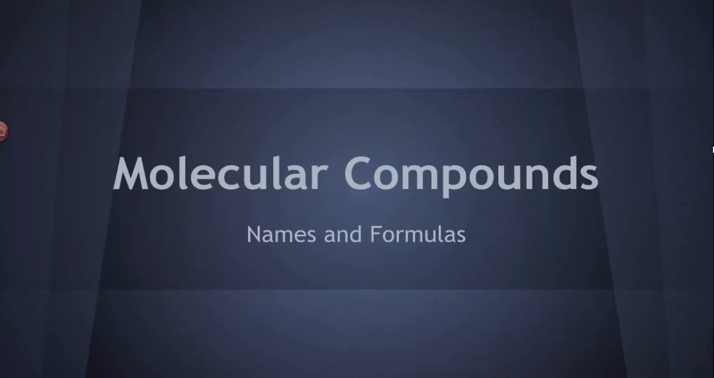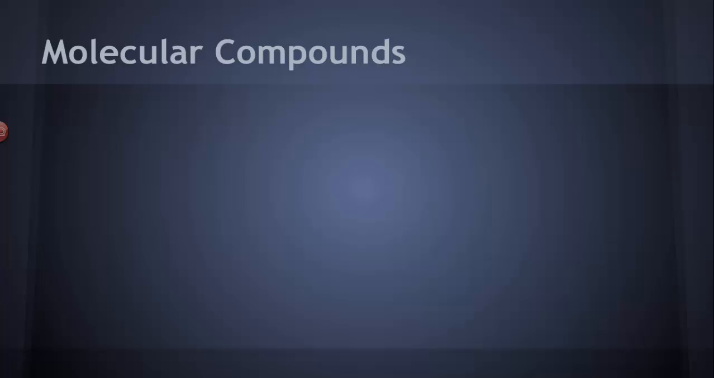So you know how to name ionic compounds. The other type of compound that we're going to encounter is called a molecular compound. And we're going to learn how to write their names and formulas in this video. To start with, what a molecular compound is.